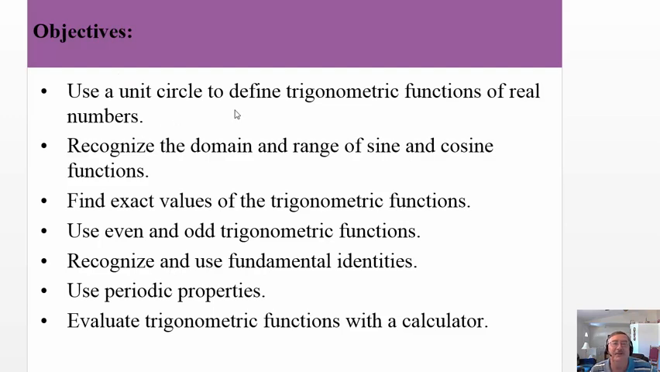We're going to use a unit circle to define trig functions of real numbers. Recognize the domain and range of sine and cosine functions. Find exact values of some trig functions. Use even and odd trig functions. Recognize and use fundamental identities. Use periodic properties. And we're going to evaluate trig functions using our calculator.